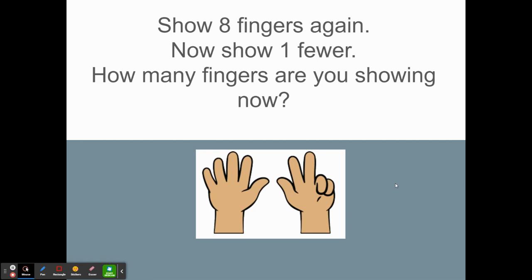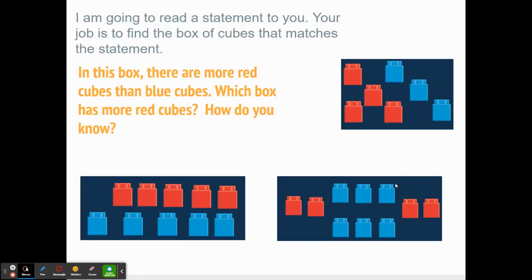And then again, show 8. What would it look like if we showed one fewer? Again, use that less than and fewer terminology here. And of course, it would be 7. This is something that I threw in that they used last year.